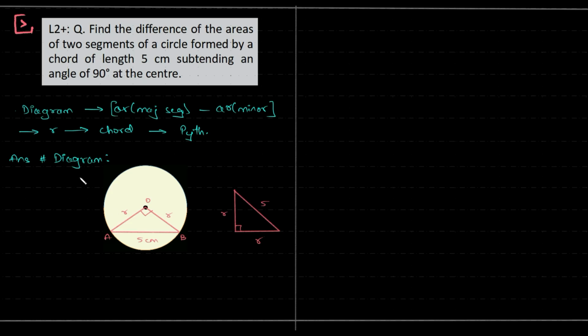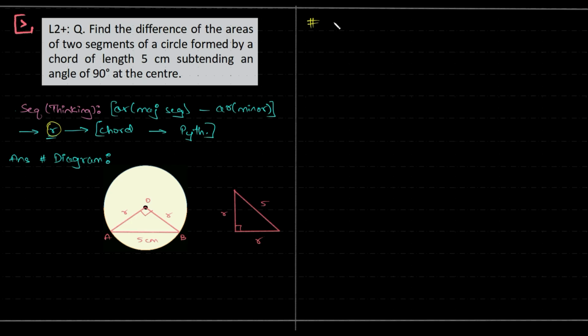So this is our sequence of thinking. First, using the Pythagorean theorem, we find the radius. Once that is done, we will be able to find the difference of the areas of the major and minor segments. So this is our line of thinking. The very first thing is to find the radius using the chord and the Pythagorean theorem.